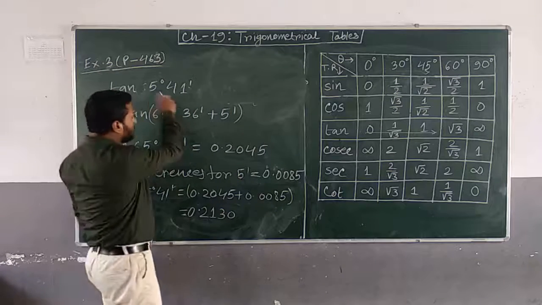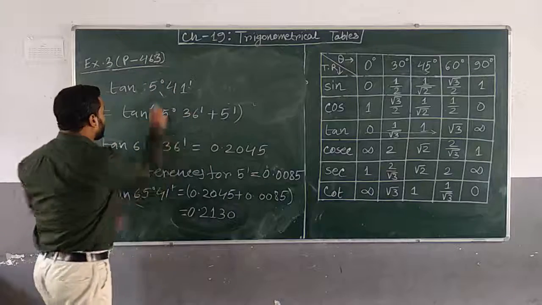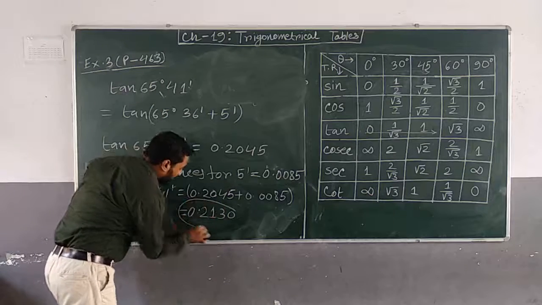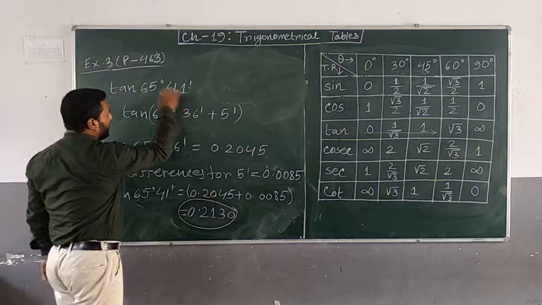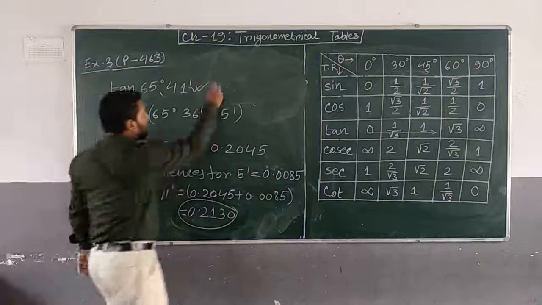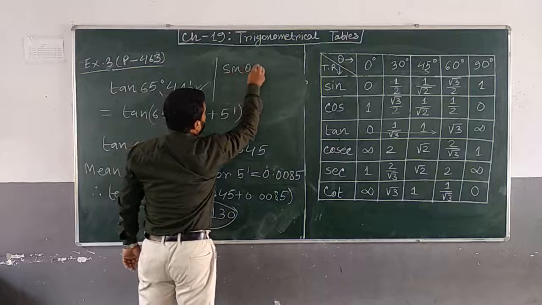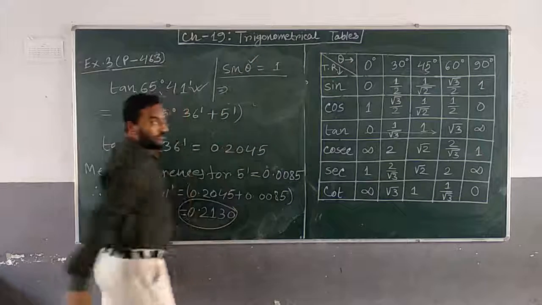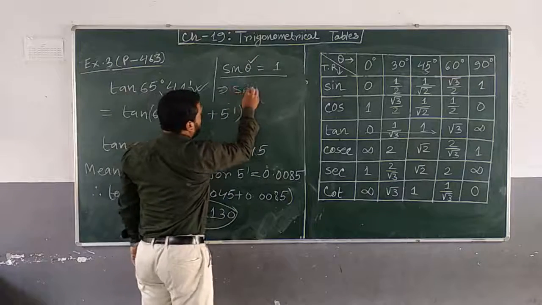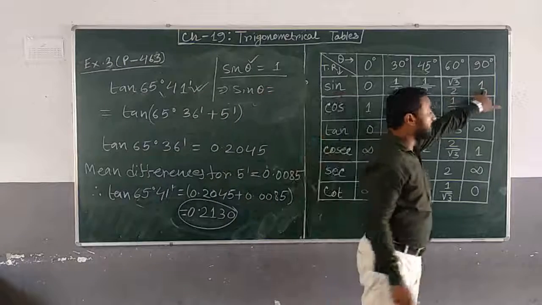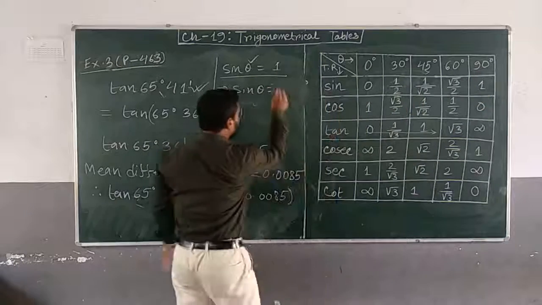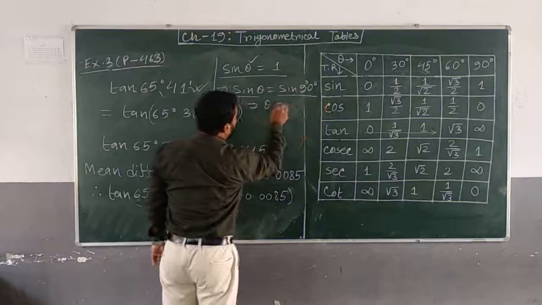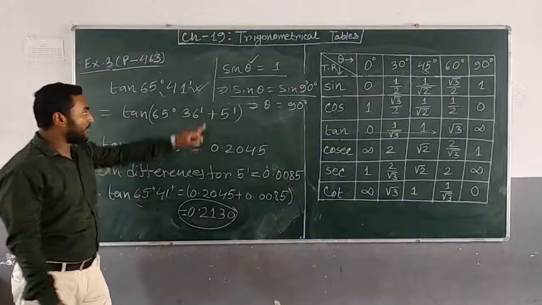Okay. So this is the direct method when the angle is provided and you have to find the trigonometric ratios. But if the trigonometric ratio is provided, then how do we calculate the angle? For example, sin theta equals 1. Suppose it is asked to find the value of theta, how will you calculate? Sin theta equals 1, and 1 is the value of sin 90 degree. So this equals sin 90 degree. On comparing both sides, theta equals 90 degree.